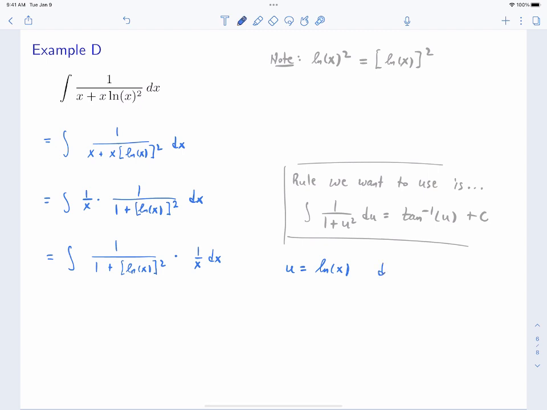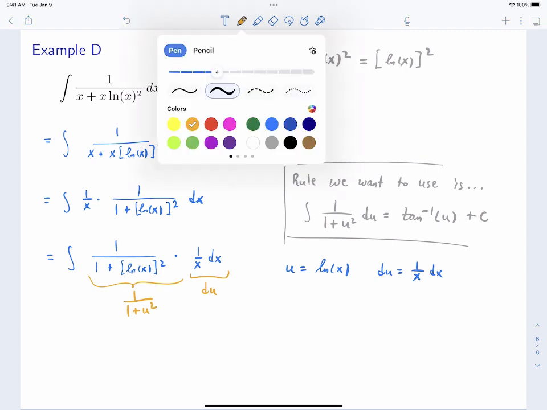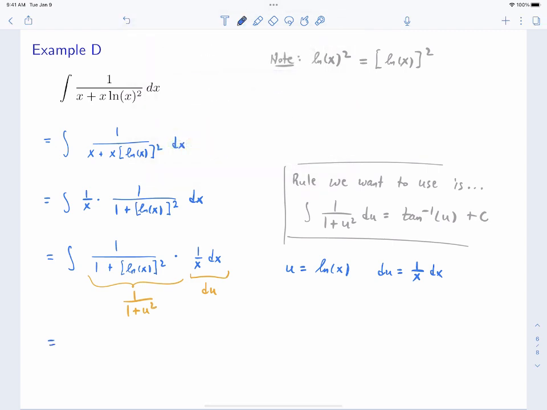So what is du? It's the derivative. The derivative of ln of x is 1 over x, and then dx. And then we go, oh wait, that's convenient. There's a 1 over x dx right here. So this 1 over x dx is our du, and everything else is 1 over 1 plus u squared. So right away, we have a familiar looking integral. It's the integral of 1 over 1 plus u squared du.